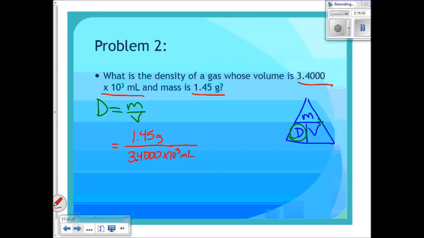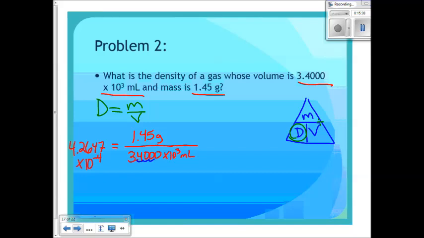If you're using the graphing, then you would do second and then the comma button, which is right above the 7, and that will give you the exponent, and you would type in a 3 after that. So we get a very small number, which makes sense because 3.4 times 10 to the third is like 3,400. So it's like dividing 1.45 by 3,400. So you should get a very small value.